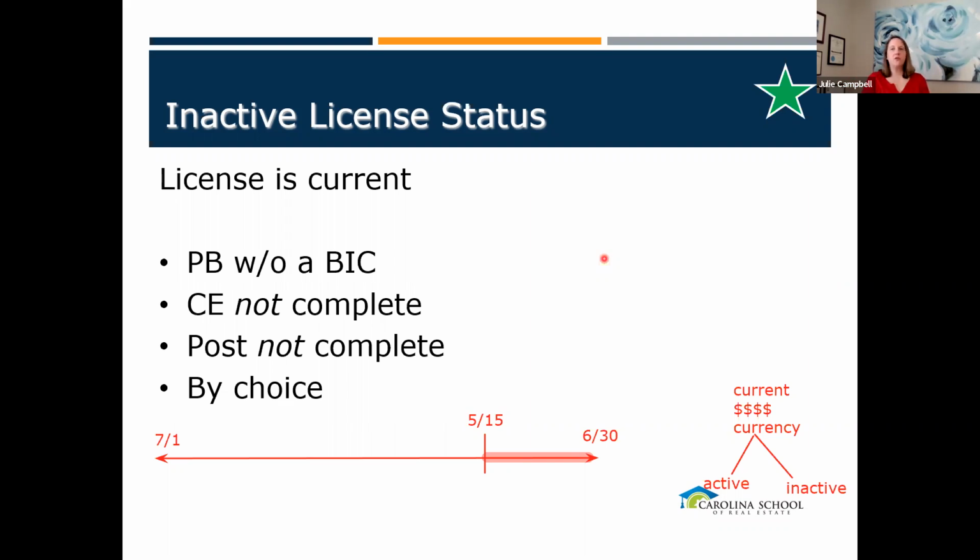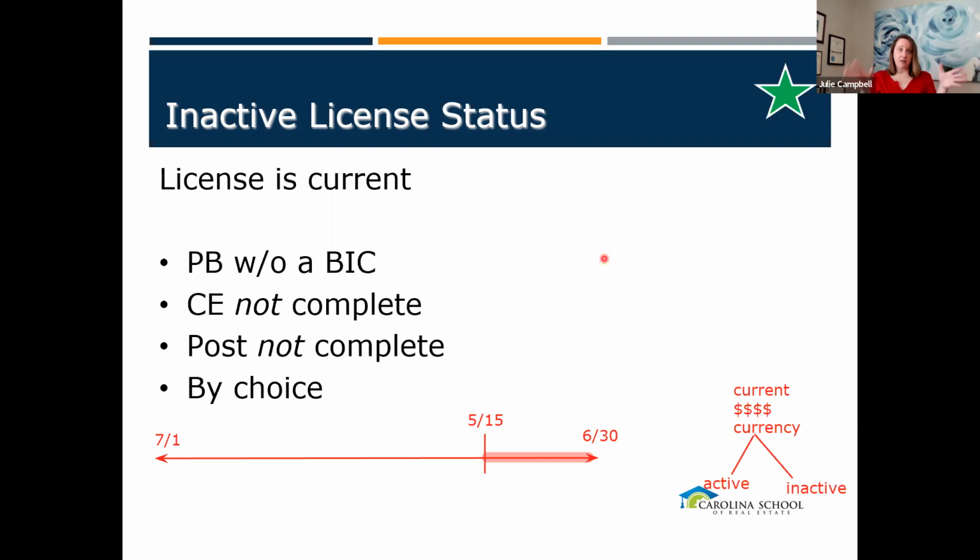So as a provisional broker, you have 18 months to complete post licensing. Failure to complete post licensing within 18 months means your license will go inactive until you finish it. Even if you're in the throes of a transaction, this is what happens.